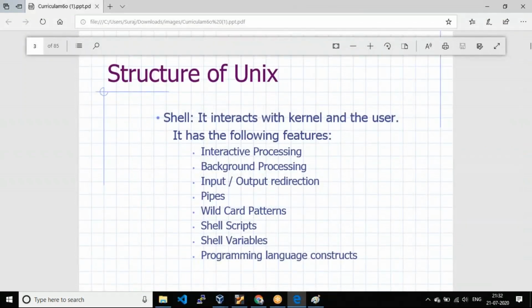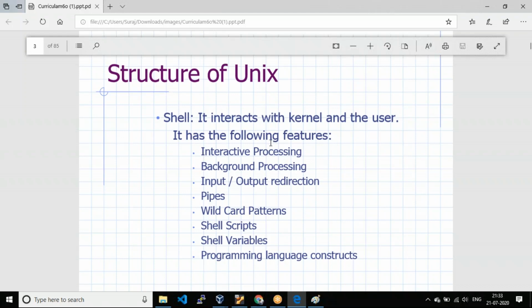Next is the shell. It interacts with the kernel and the user. It is a layer between the user and the kernel. It has the following features: interactive processing, background processing, input-output redirection, pipes, wildcard patterns, shell script, shell variables, and programming language constructs. So these are the features we will talk about, like how these things will work and how we can use them.